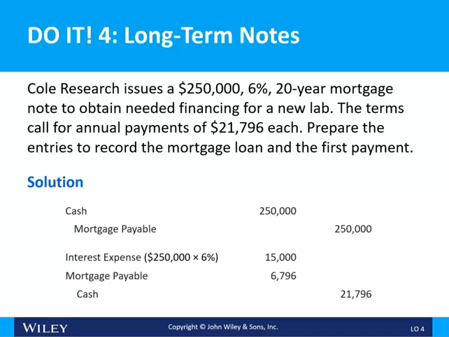If we were to do the second payment, the cash credit would be the same. We would use the same accounts, interest expense and mortgage payable, but the interest expense would now be the $250,000 minus this first principal reduction. So 243 something. I didn't do the math, so I don't have that. But that balance times 6% would be the interest expense for the second payment.